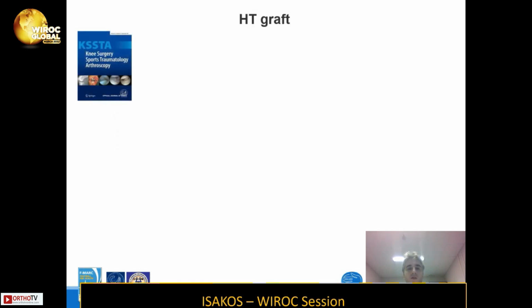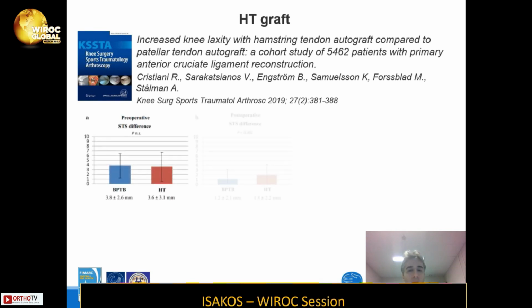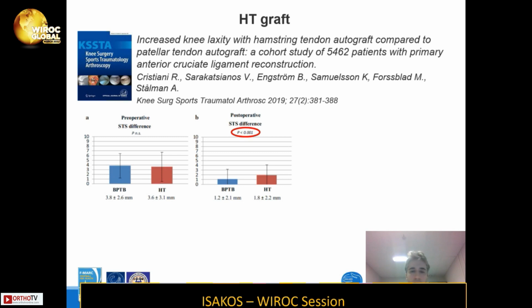Regarding the hamstring tendon graft, we looked at the differences in graft laxity in a separate study we published in CASTA. In this study, where we evaluated 5,500 patients, we compared hamstring tendon with the bone patellar tendon bone autograft, and we found that the postoperative side-to-side difference was significantly higher in patients who received a hamstring tendon autograft.